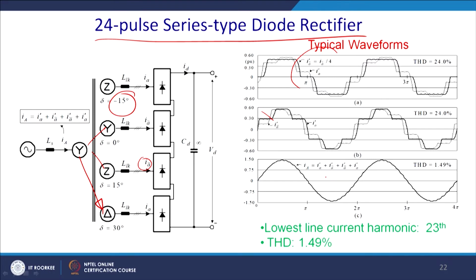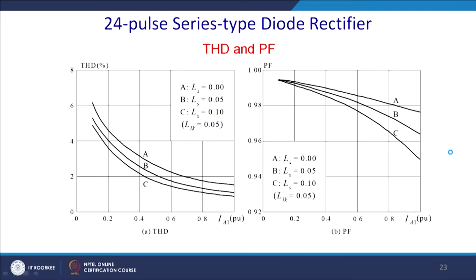We can see that the individual THDs are 24%, but once you superimpose these currents, the load current will have its harmonics shifted to the level of the 23rd harmonic. So, the THD level will be very low, at 1.49%. This is the advantage of the 24 pulse converter.